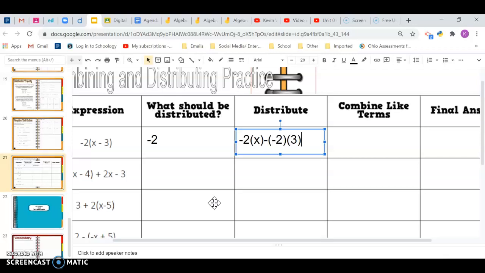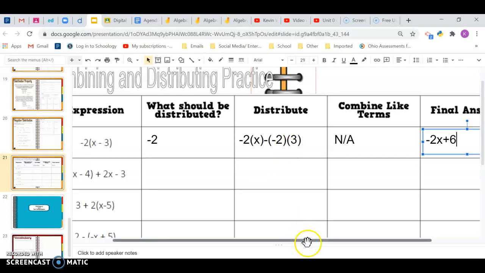So is there any combining of like terms? Not necessarily. So we do not have to write this. So we're going to write N/A. Now for the last one, we're going to actually rewrite this after we've distributed everything. So we have -2x. And now I have over here, we got -2 times 3, that's -6. And then we're going to add the opposite of -6, which is a +6. So this right here is our final answer.